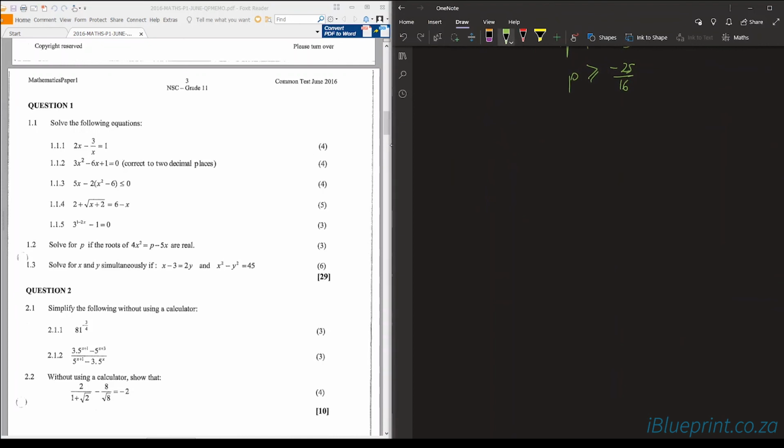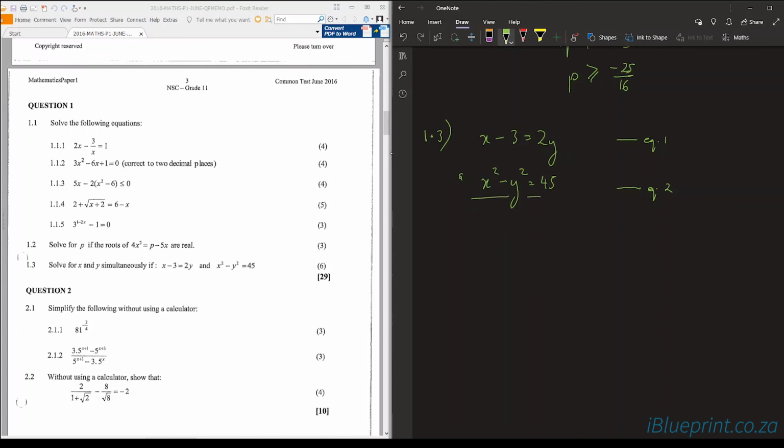Right. Last question for question 1. 1.3. Solve for x and y simultaneously if x minus 3 is equal to 2y. That's our first equation. And also, x squared minus y squared is equal to 45. The second equation. Right. We usually would use the equation where everything is in a first degree and put that into the second degree equation by substitution, rather than try and get a square root here and put it there. So we try and put equation 1 into equation 2.